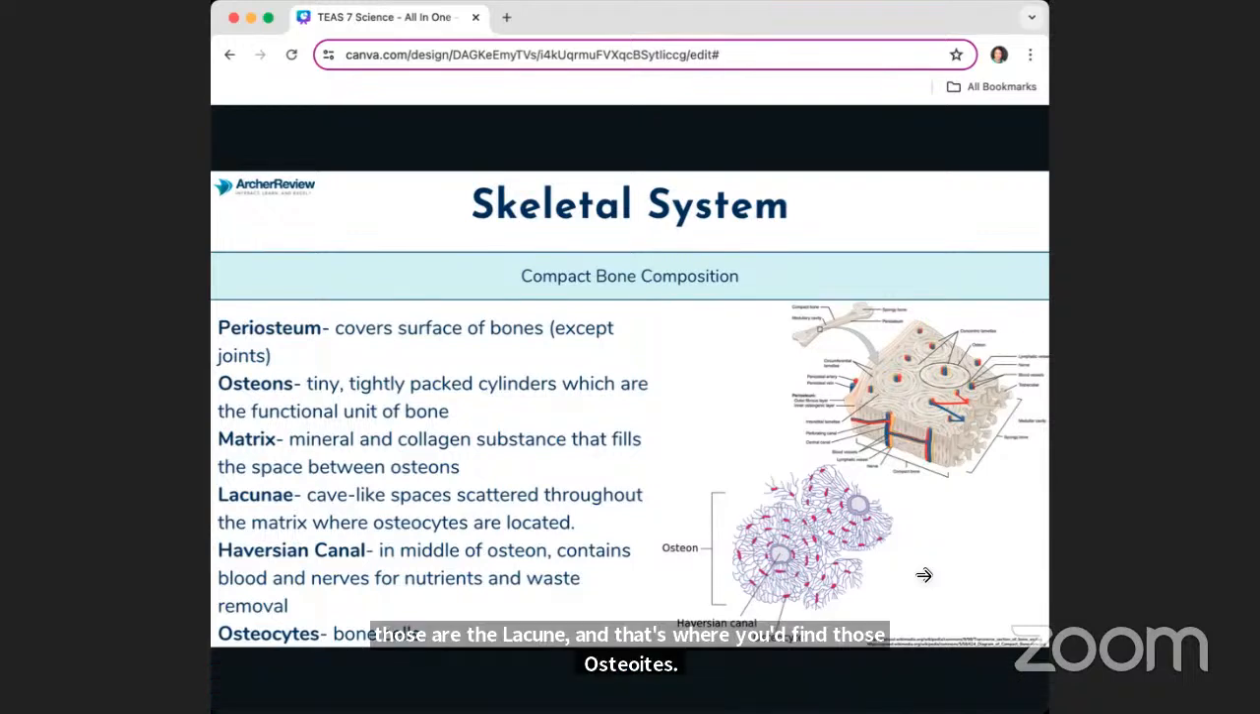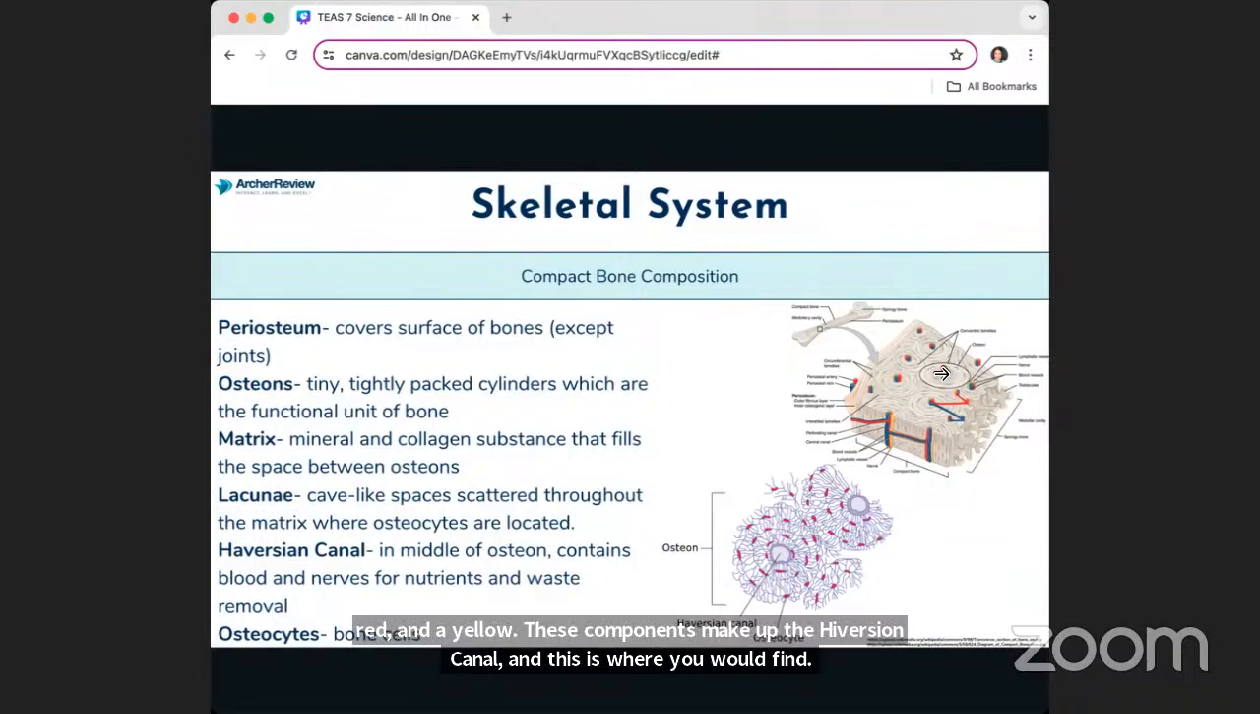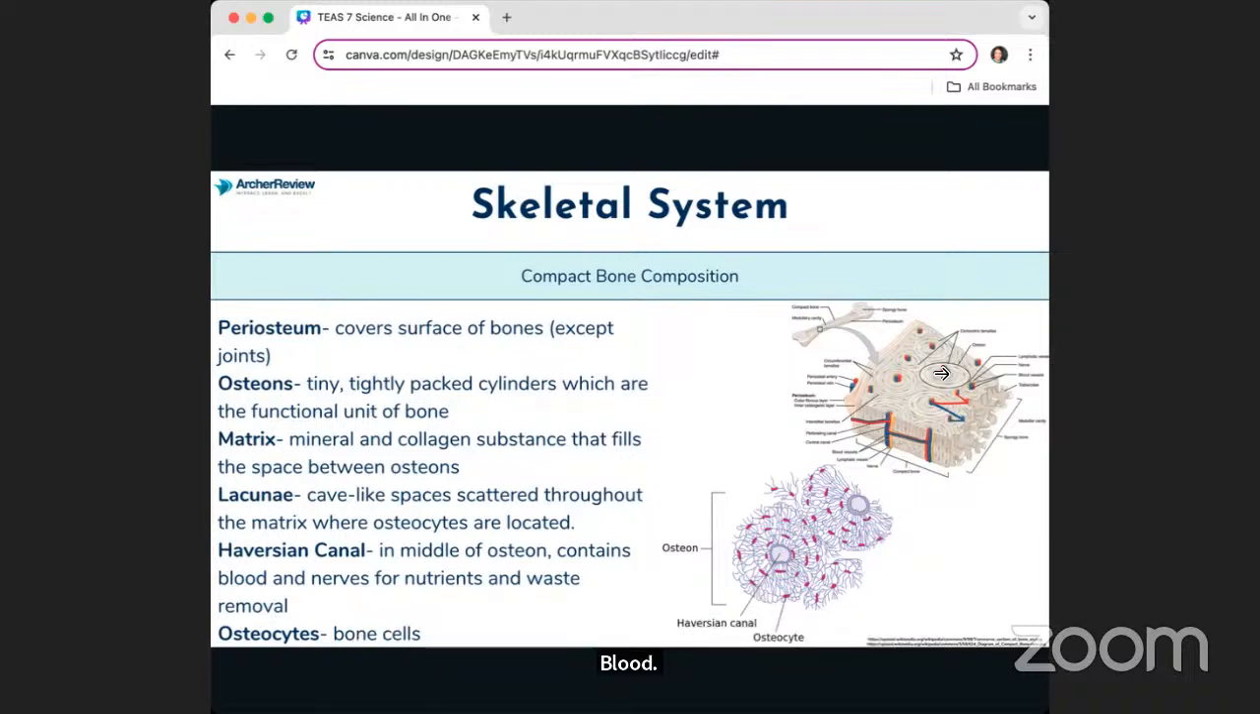Also within osteons though, you have a Haversian canal. So these run right down the middle of your osteons. And notice in the top right picture, in the middle of each osteon, there's three colors. I think it's a blue, a red, and a yellow. These components make up the Haversian canal, and this is where you would find blood and nerves for nutrient and waste removal. So this at the microscopic level is the tissue that is making up all of your compact bone in your skeletal system.